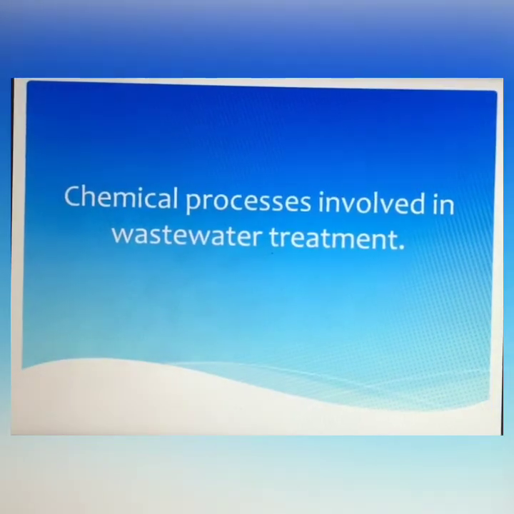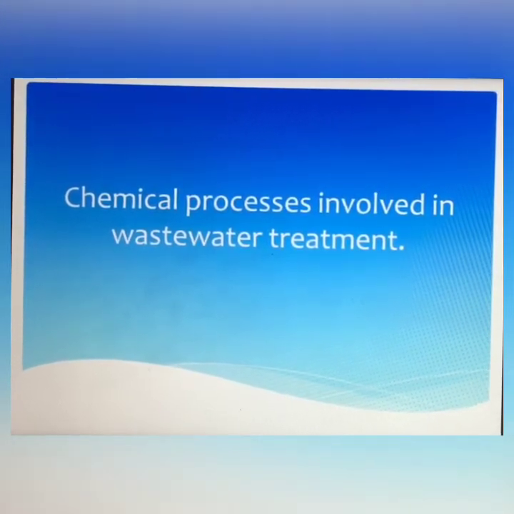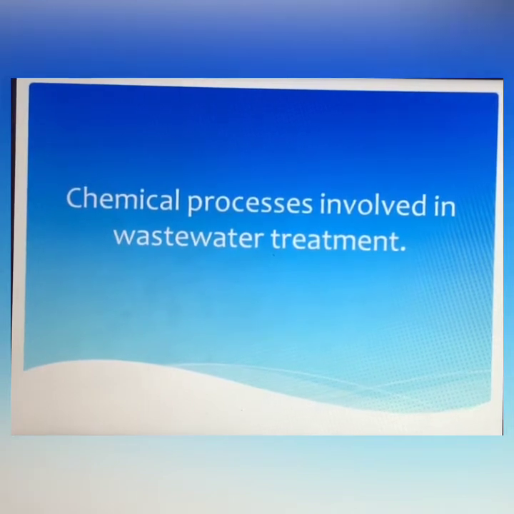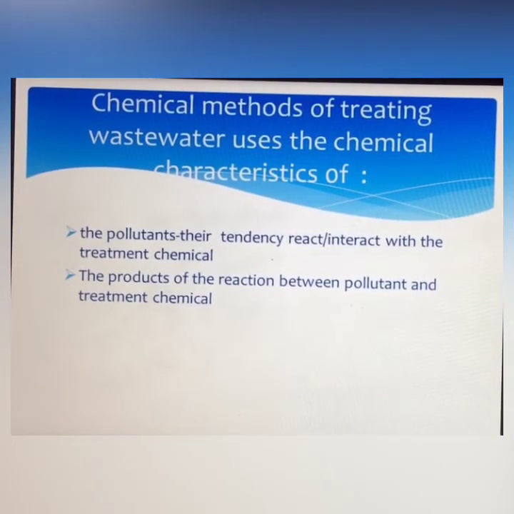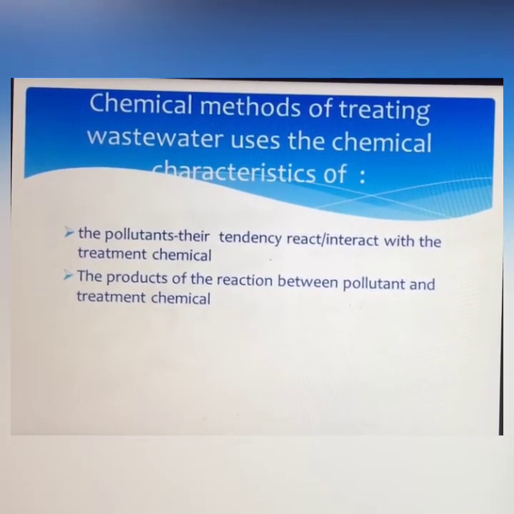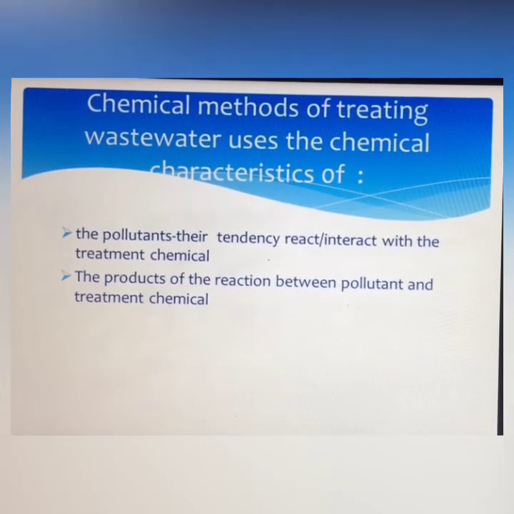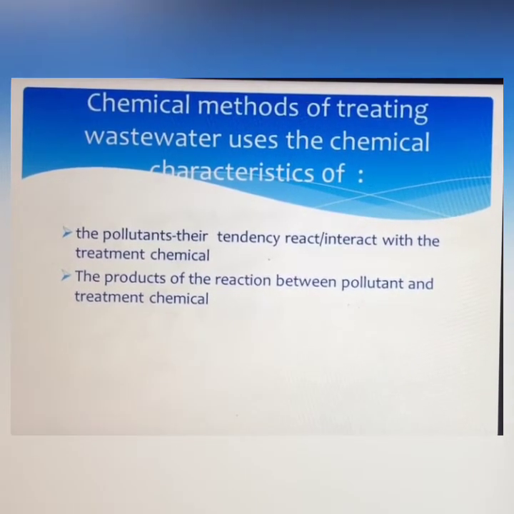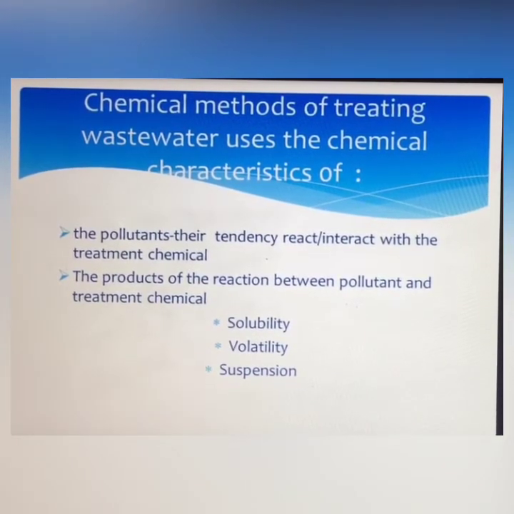In this part of the video, we will be discussing the chemical processes involved in wastewater treatment. Chemical methods of treating wastewater use the chemical characteristics of the pollutants. They take advantage of their tendency to react or interact with the treatment chemical, and they also use the chemical characteristics of the products of the reaction between the pollutant and the treatment chemical. They take advantage of the solubility, the volatility, and the suspension of the products.